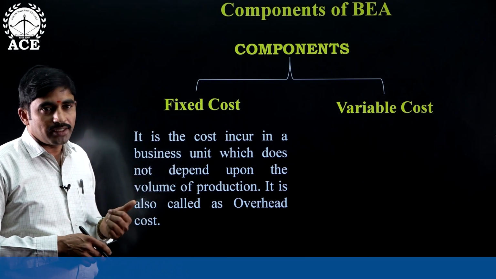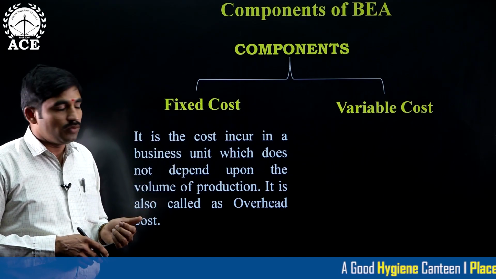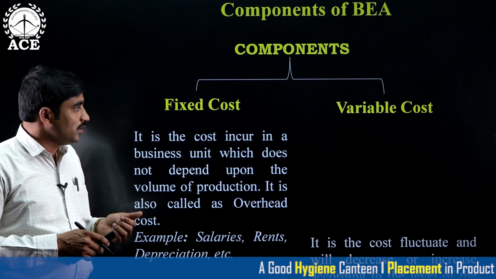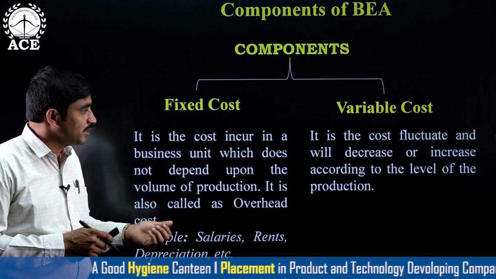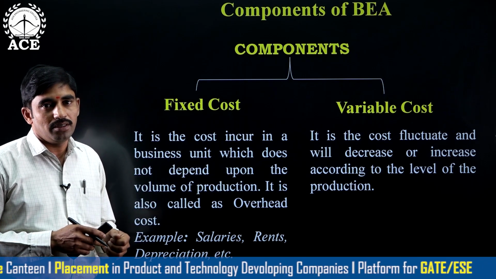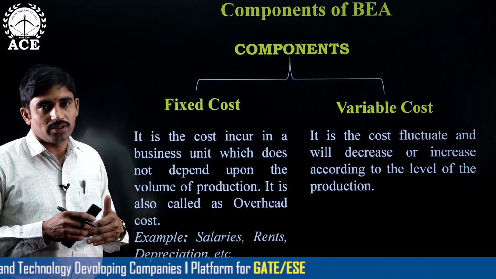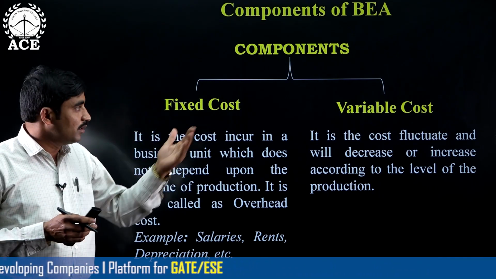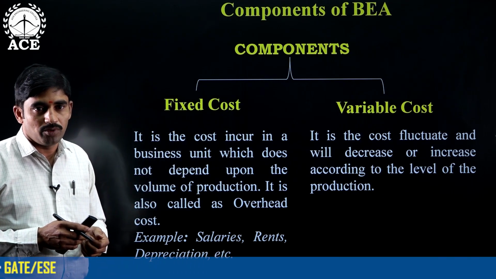Whereas coming to the second component of break-even analysis, that is variable cost. Variable cost is the cost which will increase or decrease or fluctuate according to the level of production. It means that if there is an increase or decrease in the level of production in terms of units, the cost will change, that is known as variable cost.